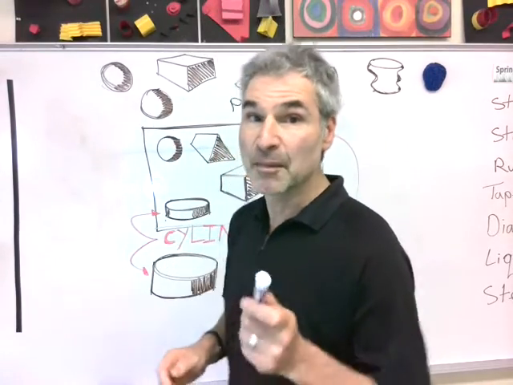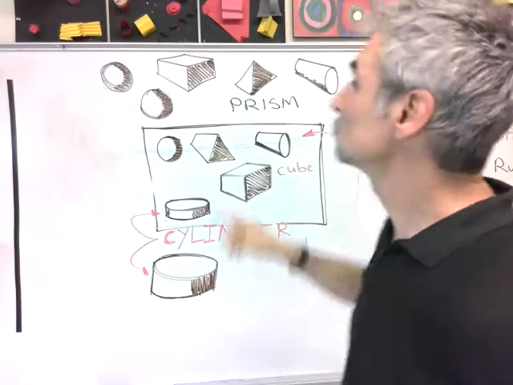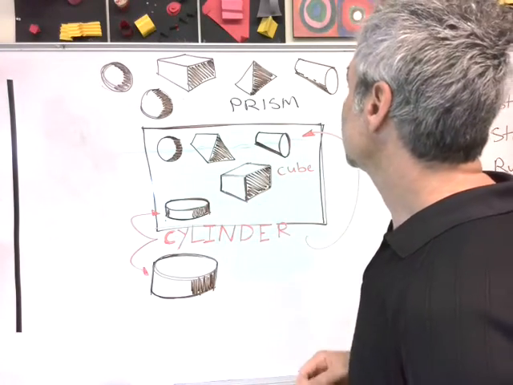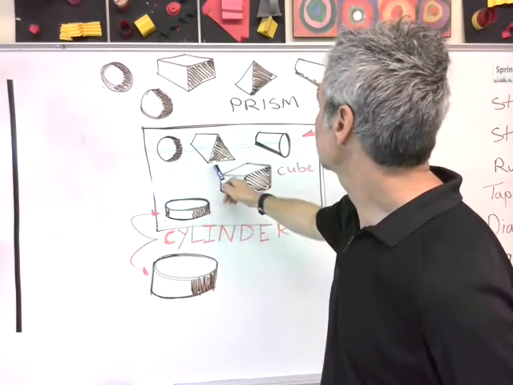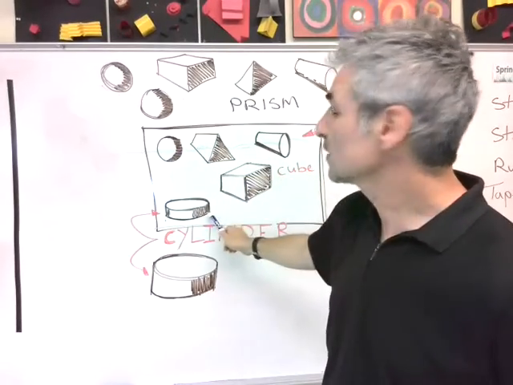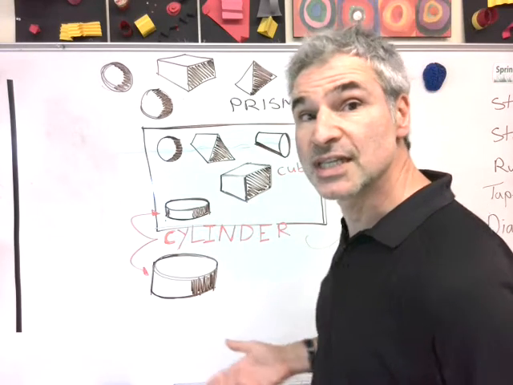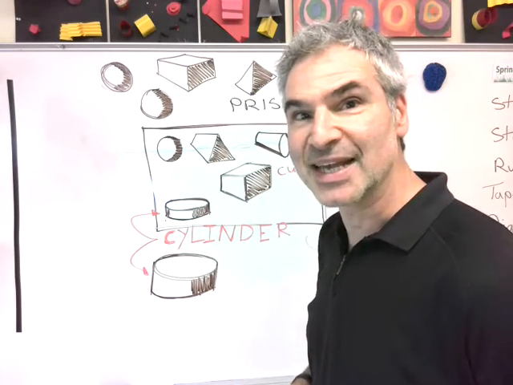Here's a recap of what we did in our lesson. We were drawing 3D shapes. We were looking at a sphere, a prism, a cylinder, another type of cylinder, and a cube. And we're using these for designing as much as we can in design thinking.